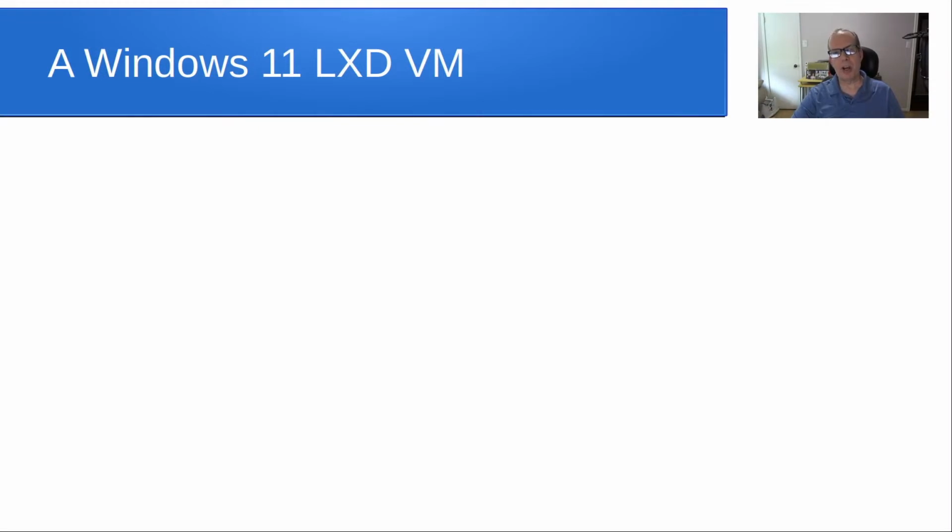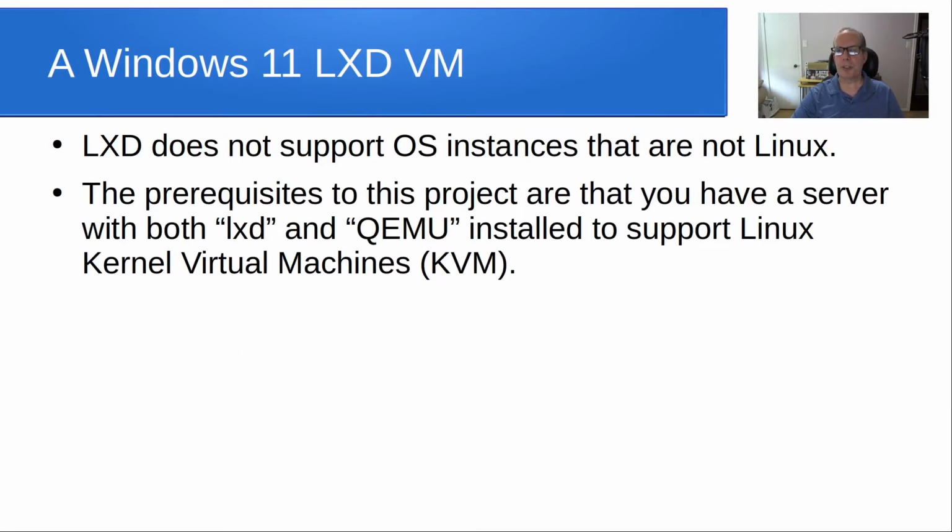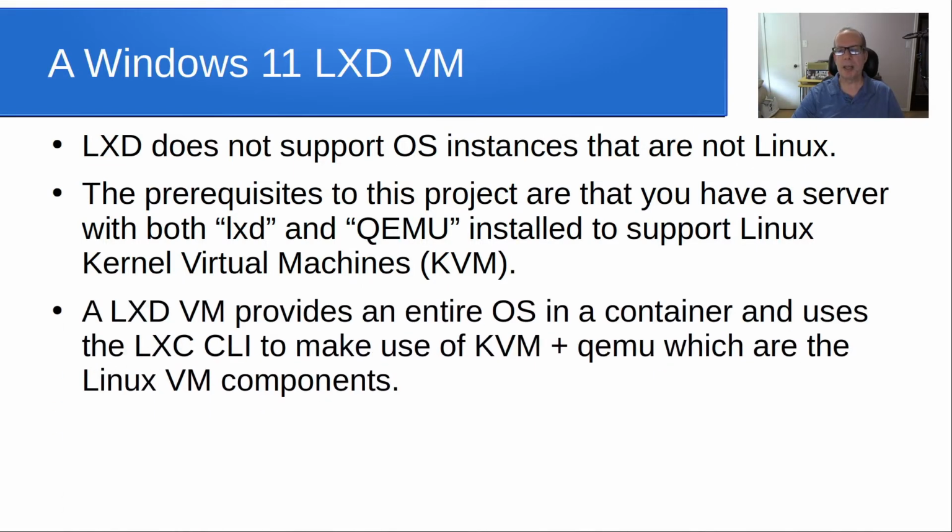So today we want to talk about building a Windows 11 LXD virtual machine. By itself, LXD does not support OS instances that are not Linux. The prerequisites to this project are that you have a server with both LXD and QEMU installed to support Linux kernel virtual machines. An LXD VM provides an entire OS in a container and uses the LXC CLI to make use of KVM plus QEMU, which are the Linux VM components.